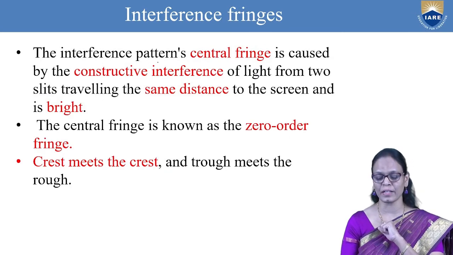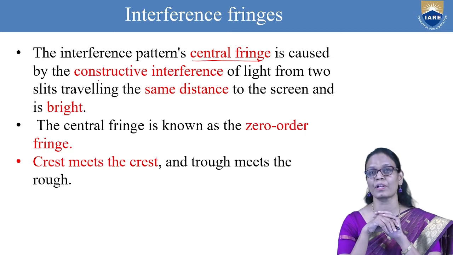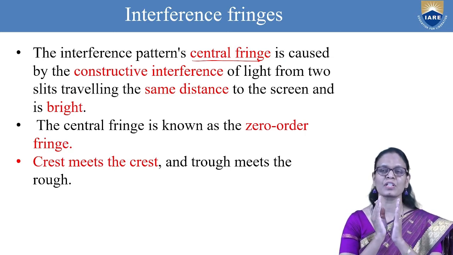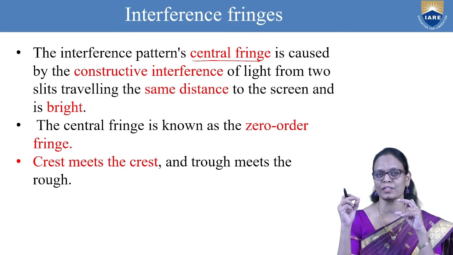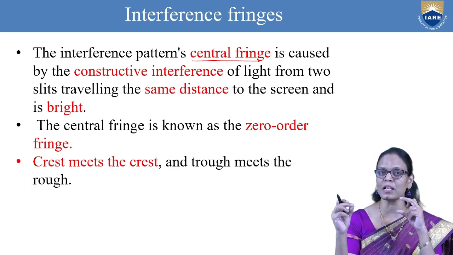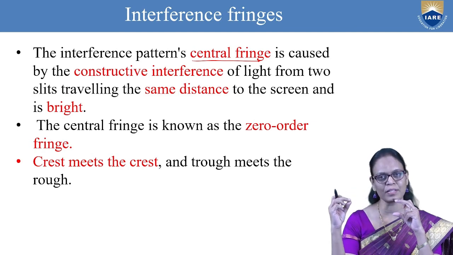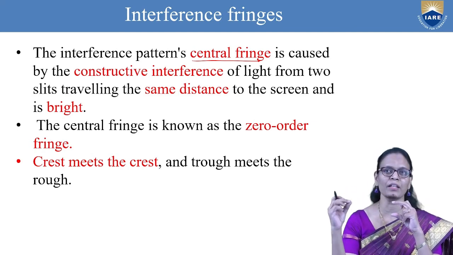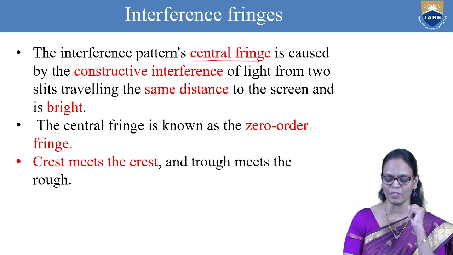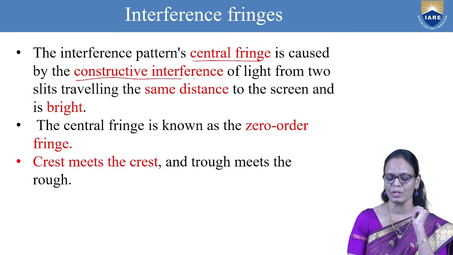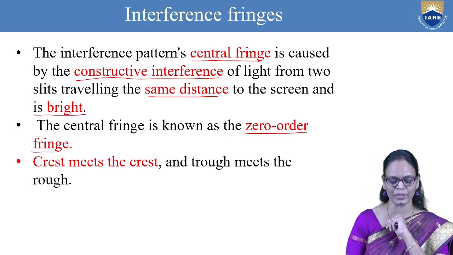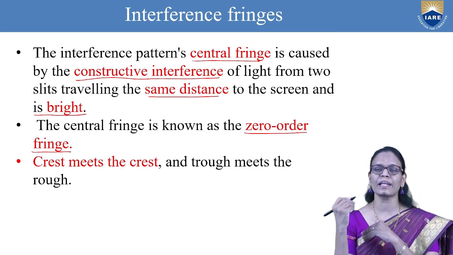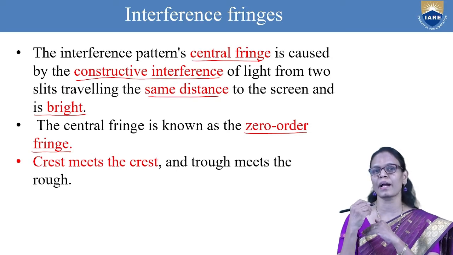Now the interference pattern's central fringe is caused by constructive interference. When we say the central fringe is a bright fringe, it means the light coming from the two sources arrives at a point O on the screen, which is the central point, and they travel the same distance, the same path. So they are in phase. When they are in phase, we have a central fringe which is very bright, and that is due to constructive interference. And the central fringe we always call the 0th order fringe. When naming the fringes, we call it m equal to 0. That is the central bright fringe.